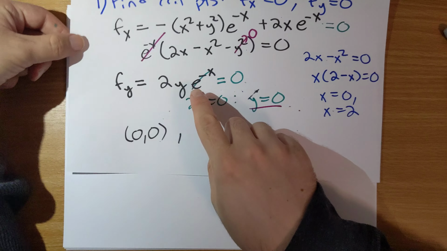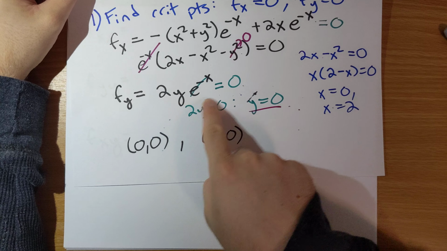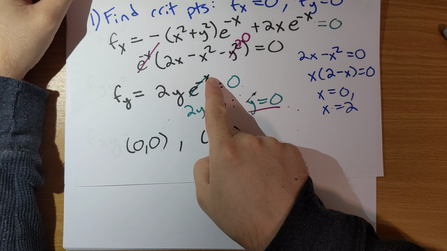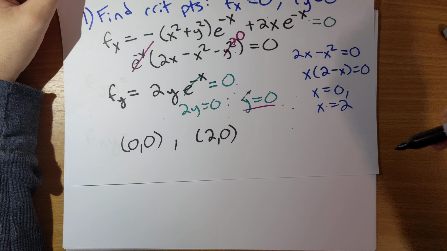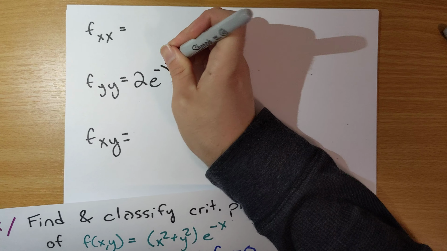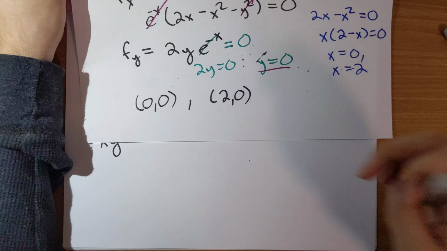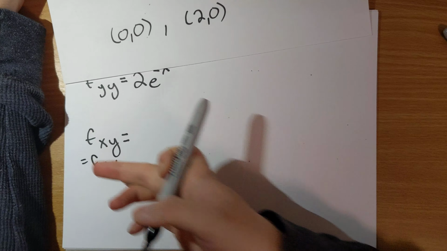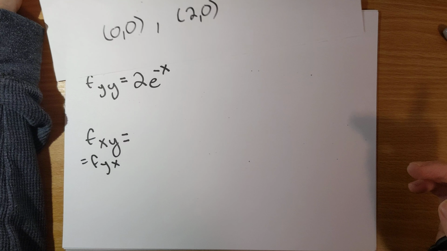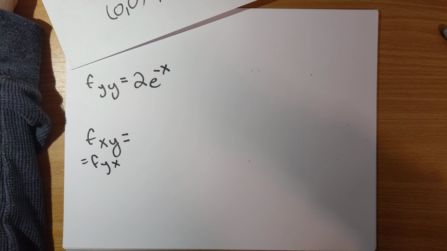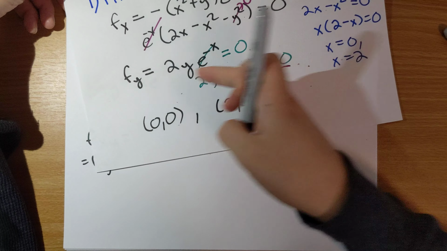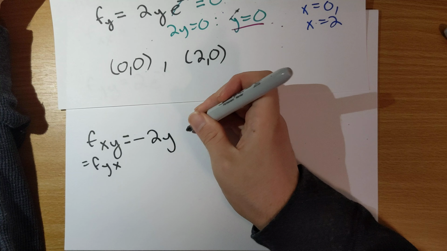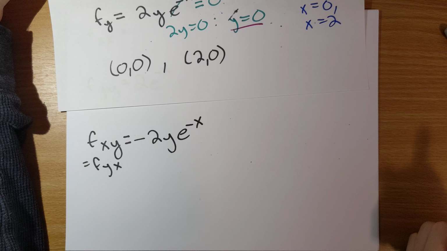Okay, so we start off with fy here. We take the derivative of 2y e to the negative x with respect to y, and I think we will just get 2 e to the negative x. For fxy, this is of course also equal to fyx. If everything is nice here, it doesn't matter which order we take the partial derivatives in. So let's take the derivative of fy with respect to x, and we would get negative 2y e to the negative x.